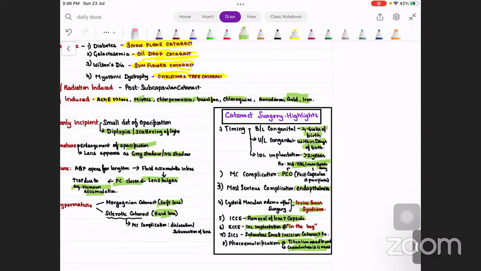Cystoid macular edema after cataract surgery is so called Irvine-Gass syndrome. These are the important things you have to know in terms of your cataract. Basics and cataract are the important areas where you may get at least 2 to 3 questions in these 2 areas.